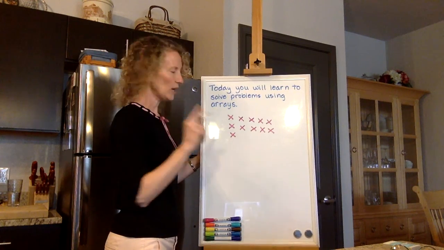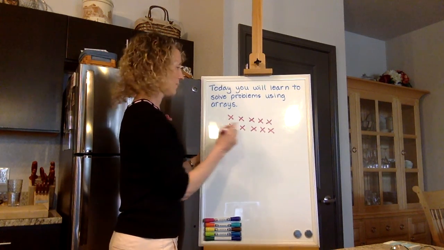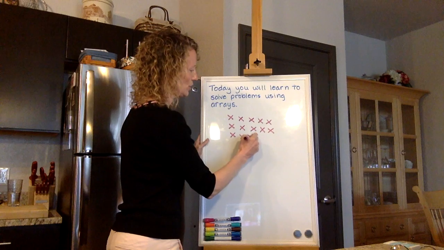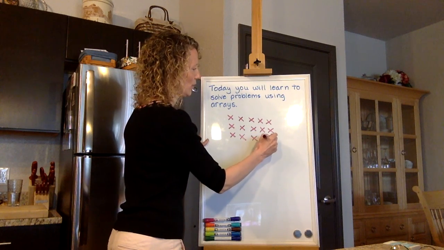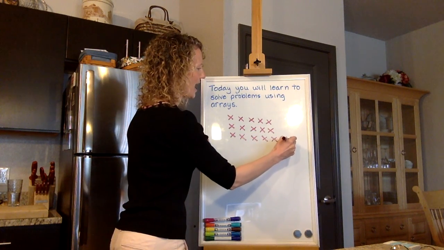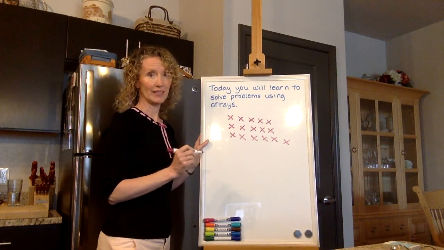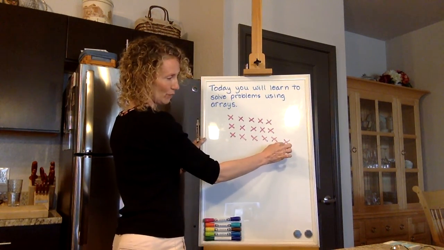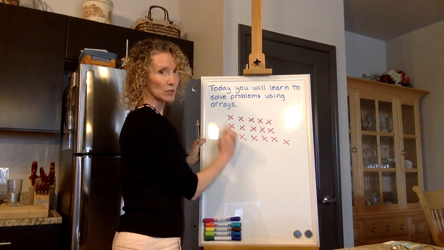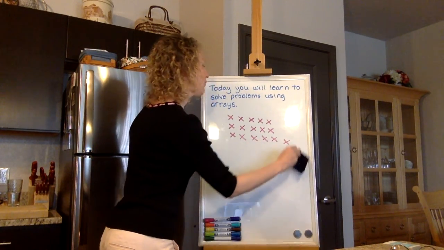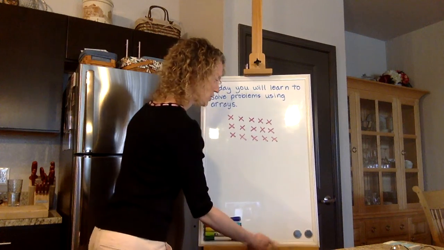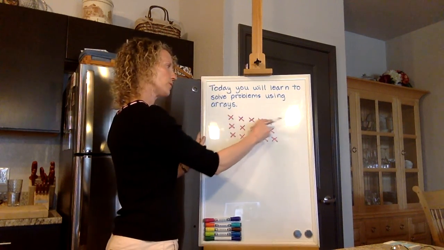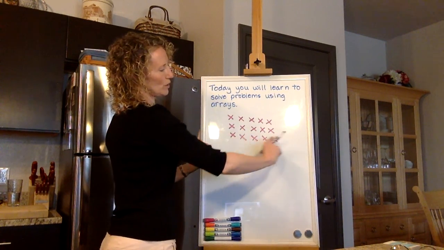Watch what happens when I don't count the first X. 1, 2, 3, 4, 5. That doesn't work, does it? That's not an array. I have one out here because I forgot to start by counting this one. So you have to make sure that you do that. If you do that, just erase the last one. Make sure you have 5 in each row. 1, 2, 3, 4, 5. 1, 2, 3, 4, 5. 1, 2, 3, 4, 5.